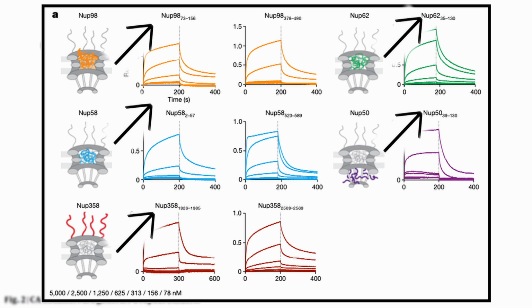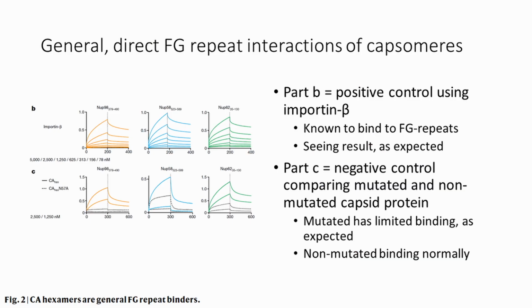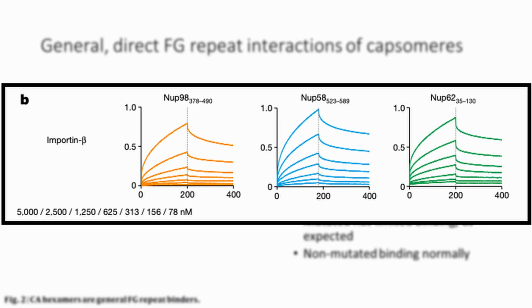This is really important because it supports the hypothesis that the capsid will bind to the FG repeats to travel through, and it's not a permanent binding, it's just transient. Here we have the second half of the biolayer interferometry, or BLI, experiments. This is part B. What you're seeing is the importin beta binding instead of capsomeres.